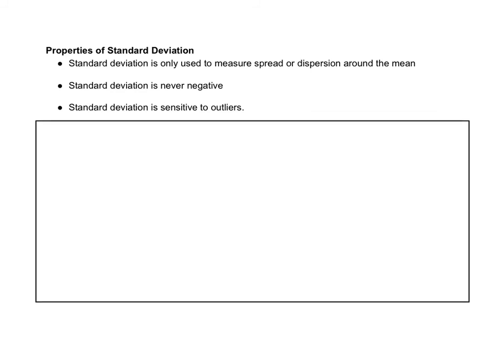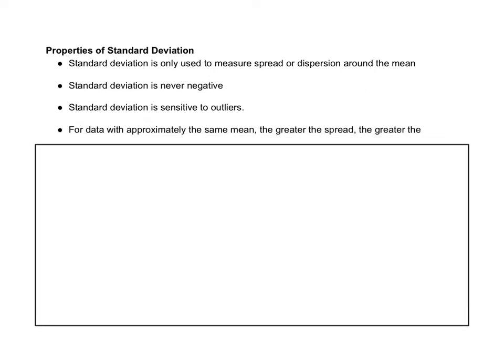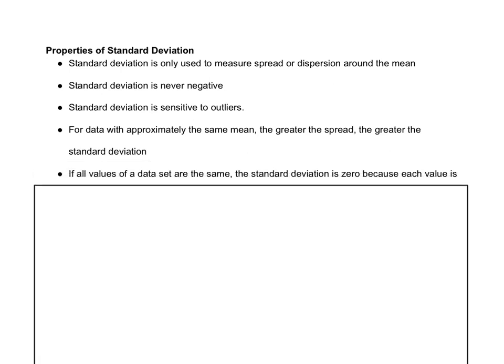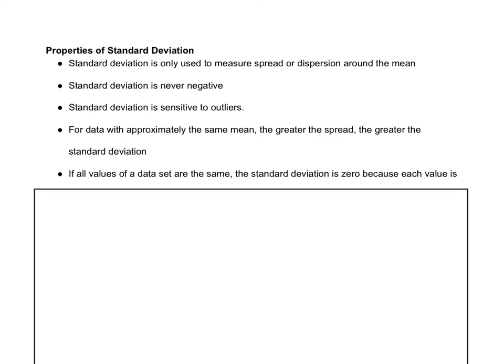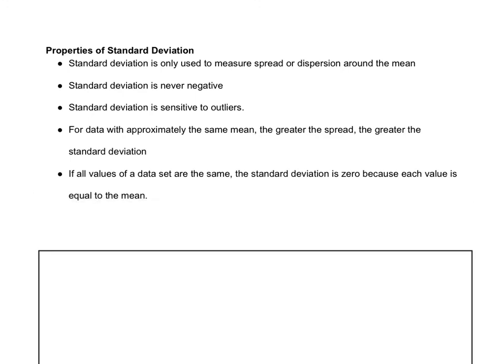Standard deviation is sensitive to outliers. If we have a data set that's 4, 5, 6, and then we have a 25 in there, that standard deviation will be affected by that 25, the outlier. And for data with approximately the same mean, the greater the spread, the greater the standard deviation. If all values of a data set are the same, then the standard deviation is 0, because each value is equal to the mean. Okay?